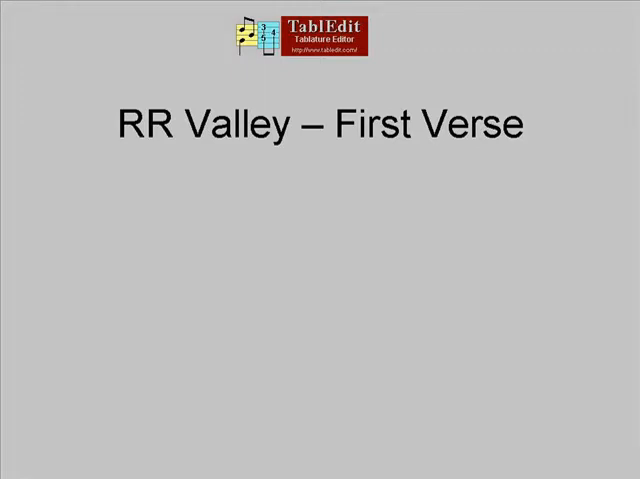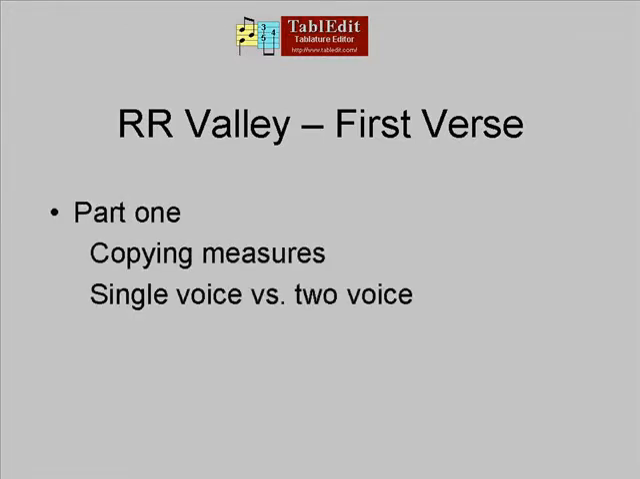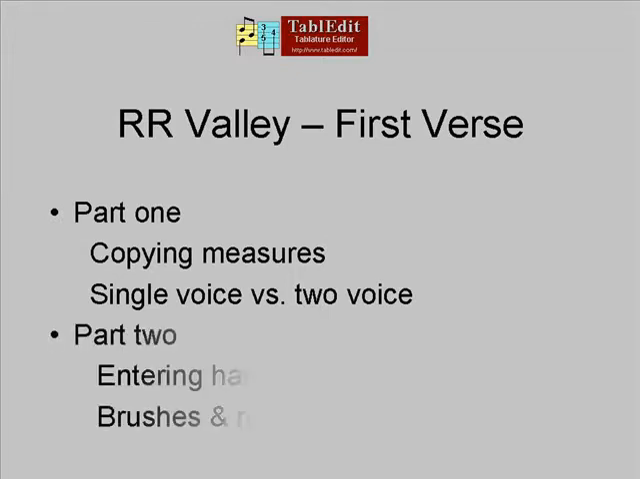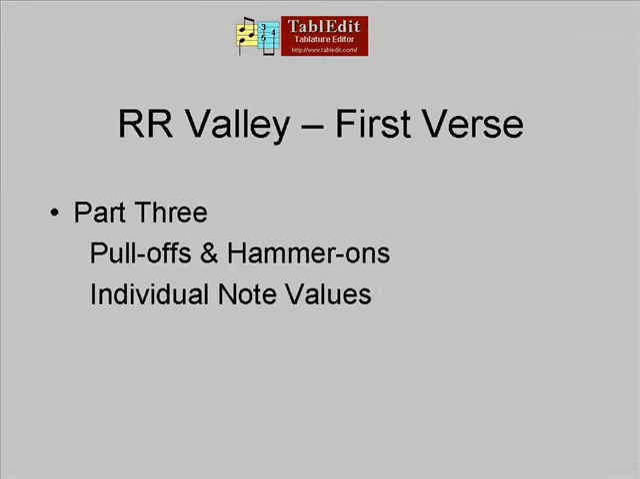This next lesson is broken down into 3 parts. All 3 parts deal with techniques used in the first verse of Red River Valley. In part 1, we will cover copying measures and illustrate the difference between one voice and 2 voices. In part 2, we will cover entering our harmony notes along with our melody and use 2 of our special effects. In part 3, we will cover 2 more special effects and assign individual note values to our tab.